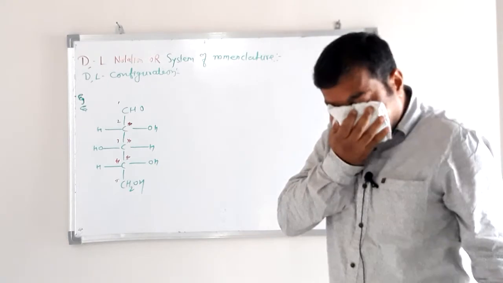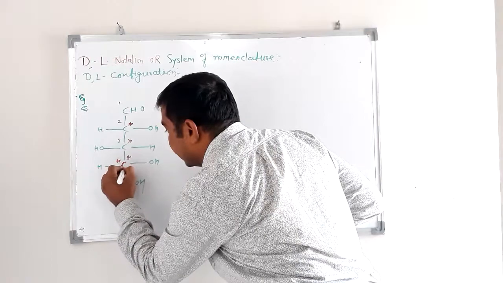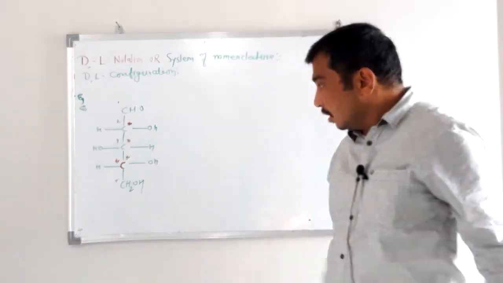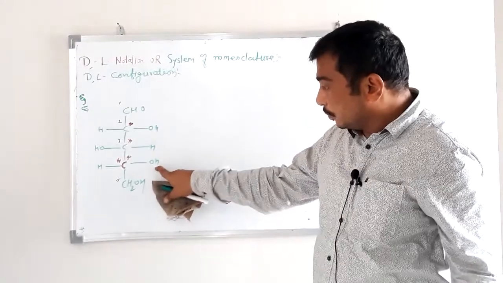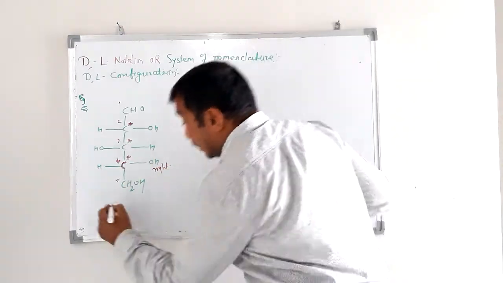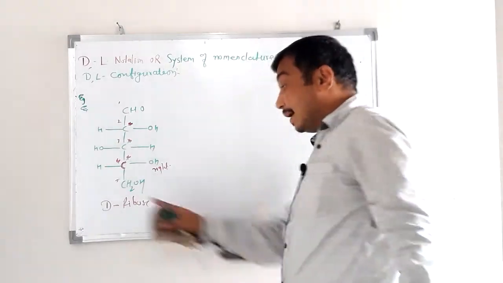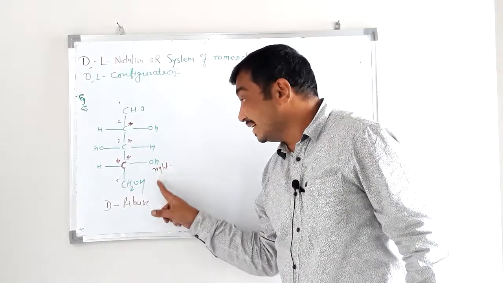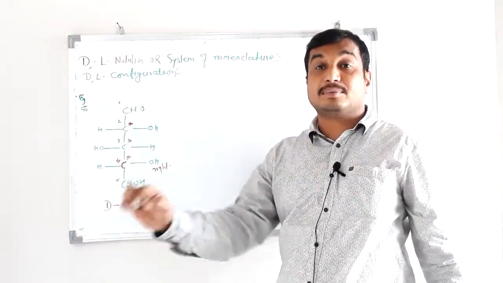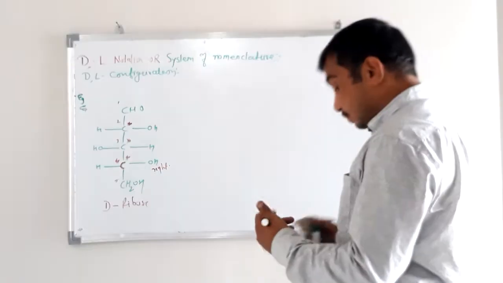So here we have to identify this carbon atom. And observe this: on this last chiral carbon atom, the OH group is present on the right side. So this is capital D ribose. Ribose is the name of the sugar, and the capital D notation only represents the position of the OH group on the right side at the last chiral carbon atom. Very simple.